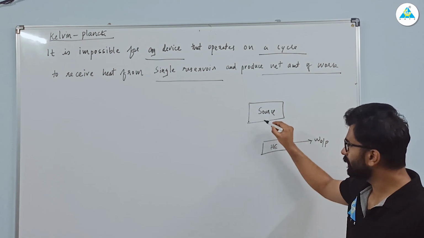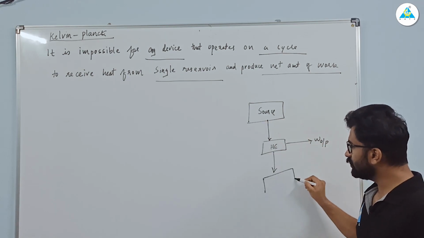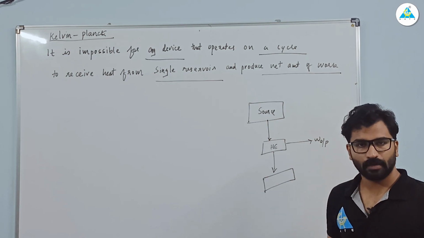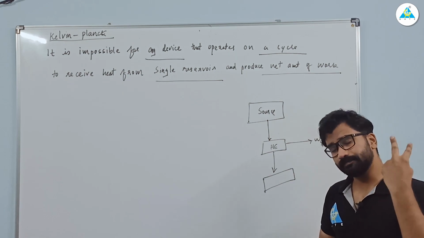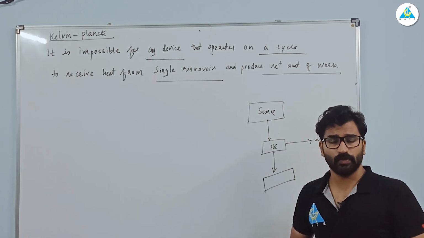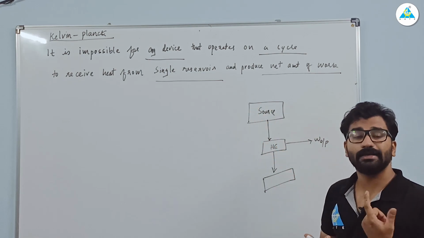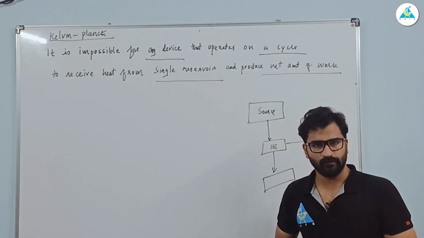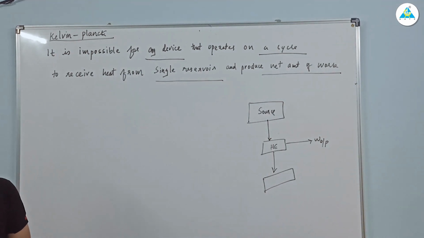So the meaning is that there should be some heat sink to reject the heat to the surroundings. Clear? So you need a source as well as a sink. You need a minimum of 2 reservoirs. That is, with a single reservoir it is impossible to produce work. Clear? So this is our Kelvin Planck statement. So you can remember it.